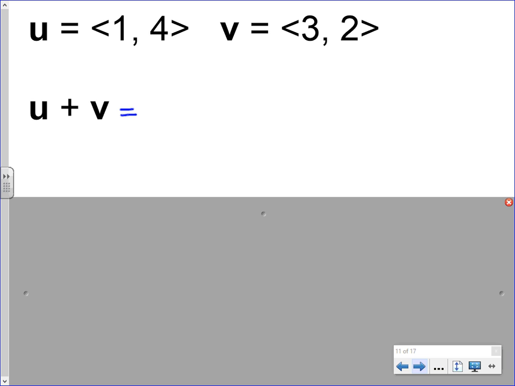With numbers, it is as simple as adding the components. u plus v. We're going to add the horizontal component. We are going to add the vertical component. Our resultant vector is 4, 6.